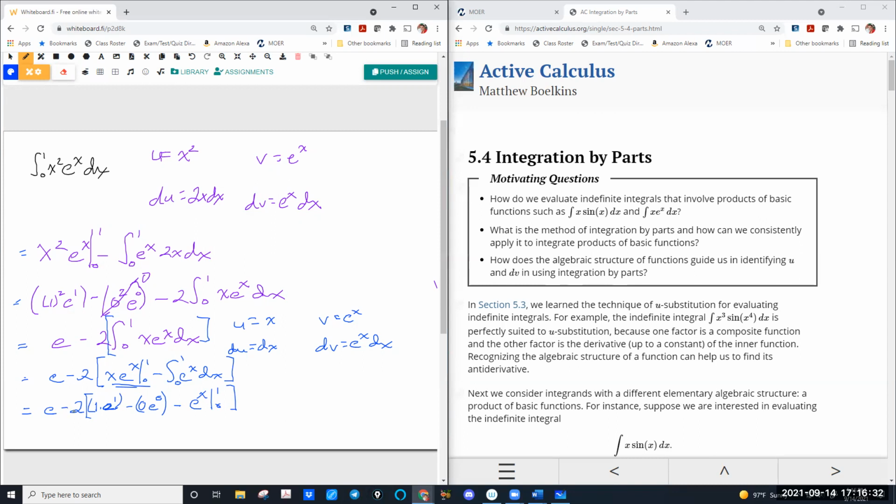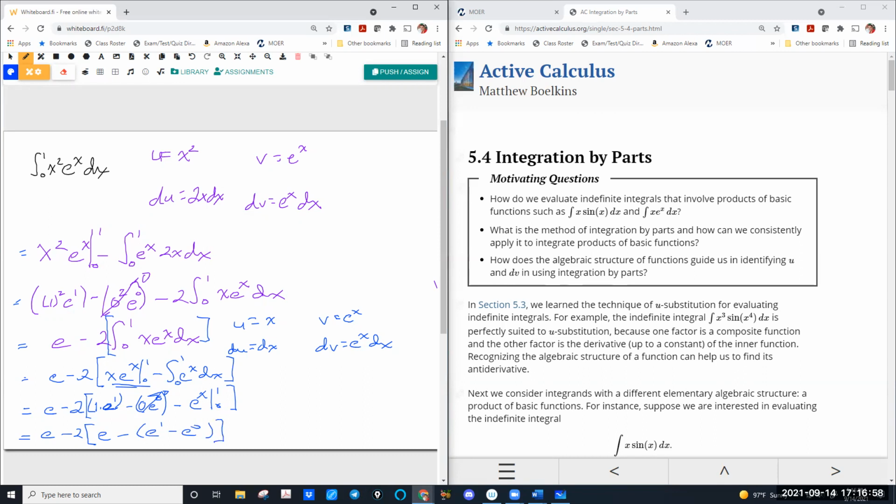Those brackets, remember, eventually I'm going to distribute this minus 2. Let's get everything done here. So e minus 2. 1 times e to the first is just e. 0 times anything is 0. Minus, now I'm going to plug in these limits. e to the 1 minus e to the 0.